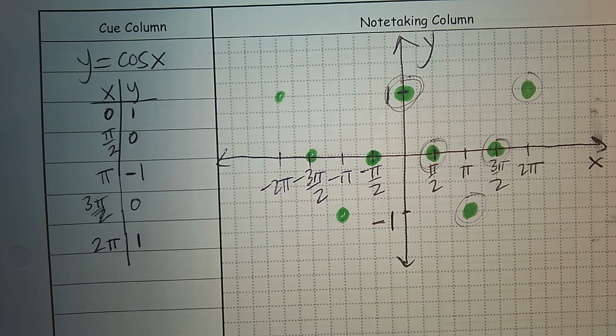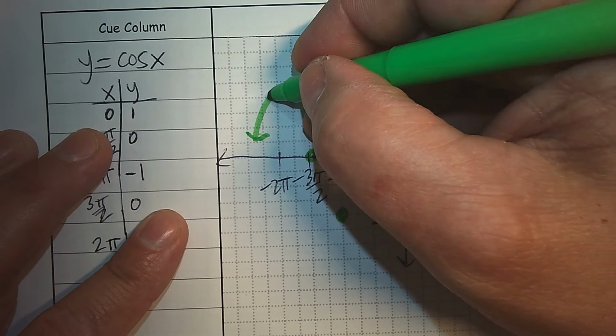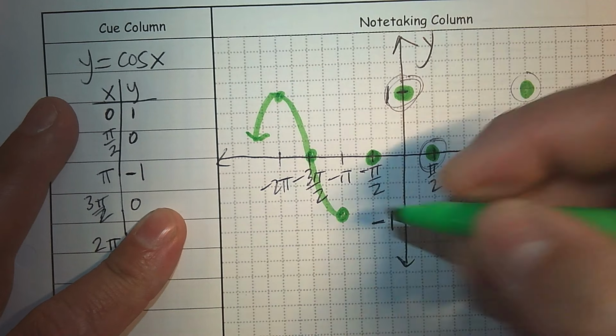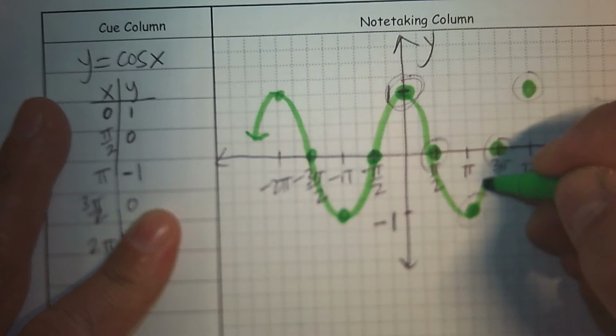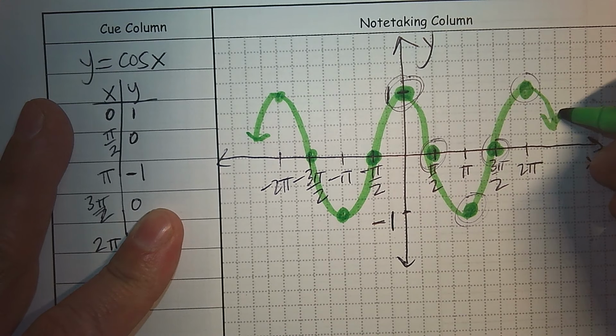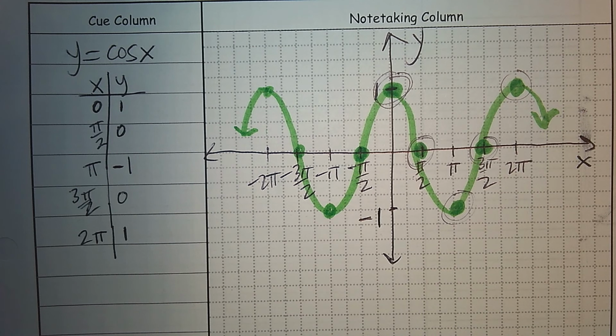So I want you to know that when you connect these points, it's going to be a wave, which means it's going to be curvy, not pointy. Curvy, not pointy. And it goes on forever to the left and right. I just chose to stop. I could go forever right and forever left and do this. That is a graph of a wave.